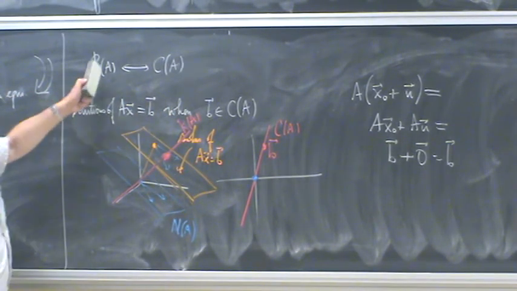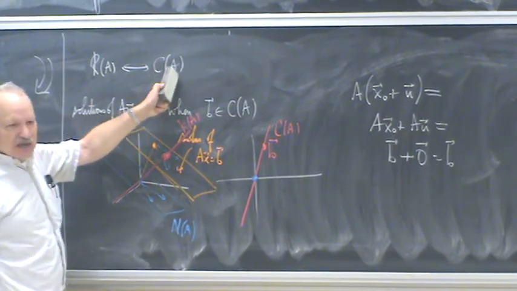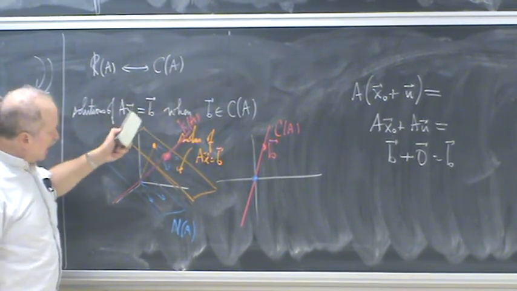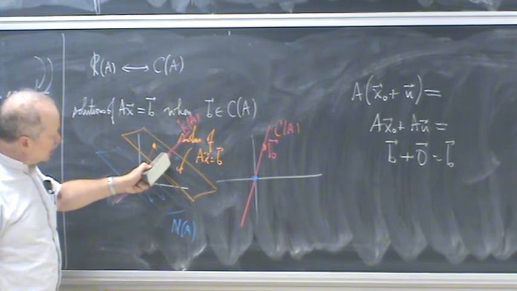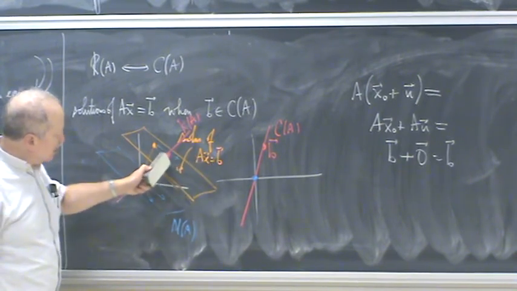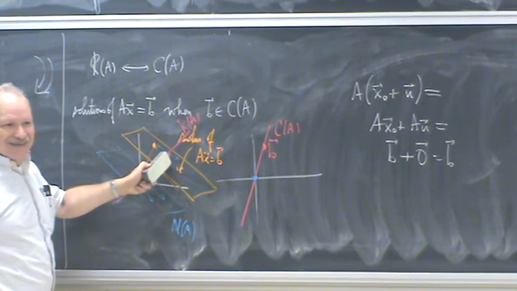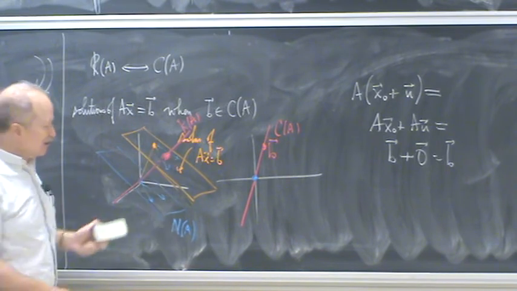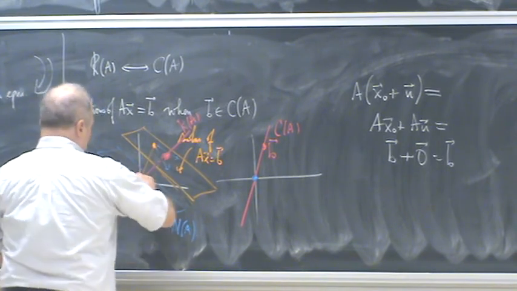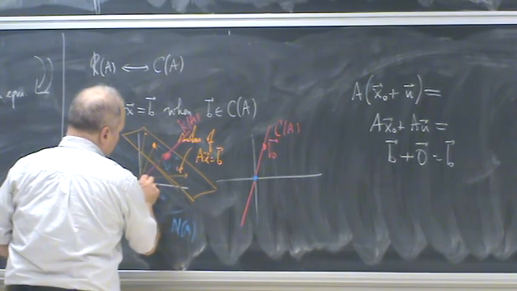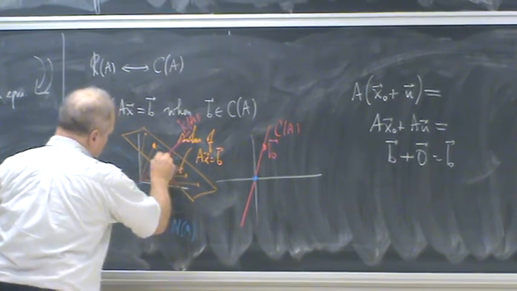So there is a one-to-one correspondence. You take any vector B in the column space, and I find you the solution of AX equals B that's the shortest vector, and that's the vector in the row space. Among all the solutions in this orange plane, this guy is the shortest vector.